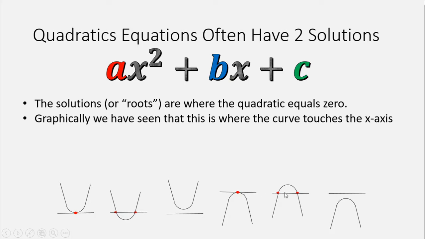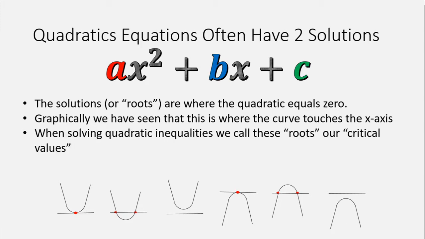And here I've got some negative parabolas. So that's where the x squared term is negative. Here I've got one solution where it just touches the x-axis once. Here I've got two solutions where it crosses the x-axis in two places. And here I've got no solution because this curve will never touch the x-axis.